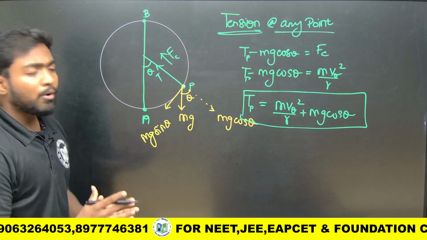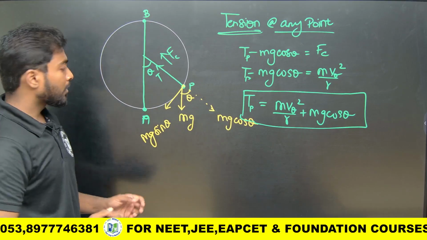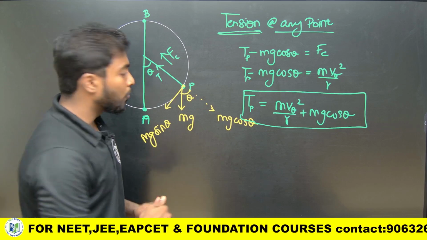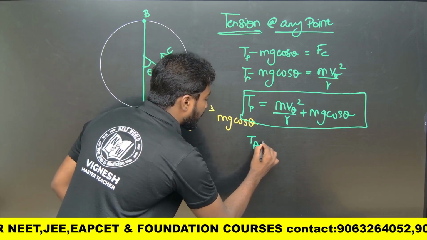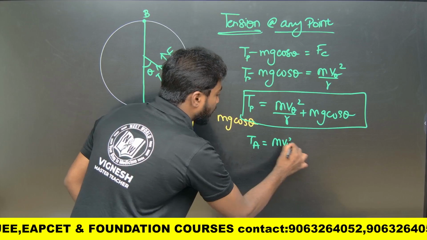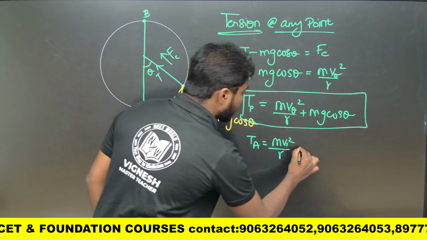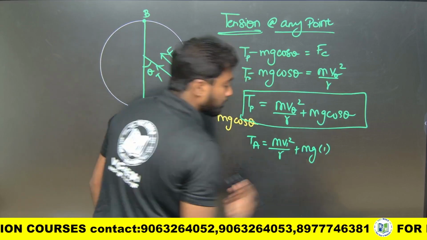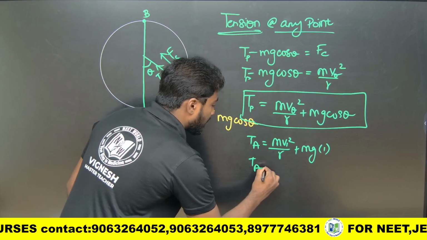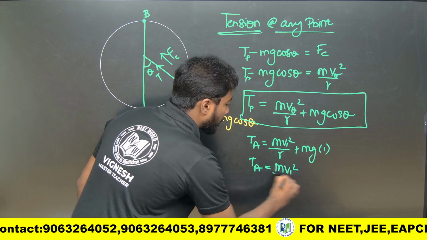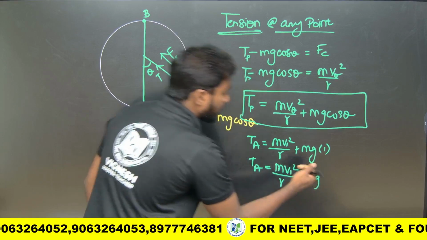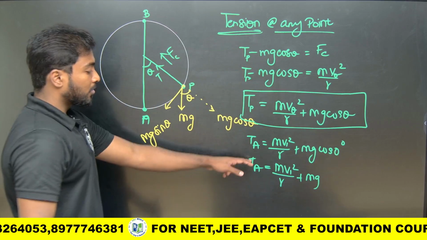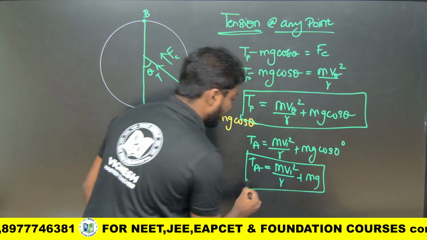If I want to talk about the tension at point A and point B, so point A, this is the initial point, the angle will be 0. So TA, the tension at point A, is equal to mv1 square by r plus mg cos 0, which is 1, so into 1. So TA is equal to mv1 square by r plus mg. Let me write here clearly, this is cos 0 degree. So this is the tension at point A.